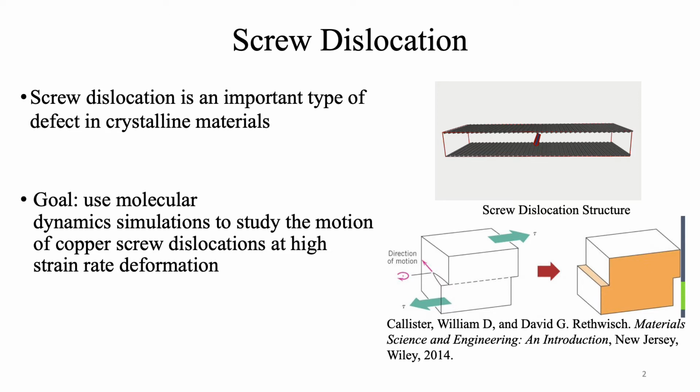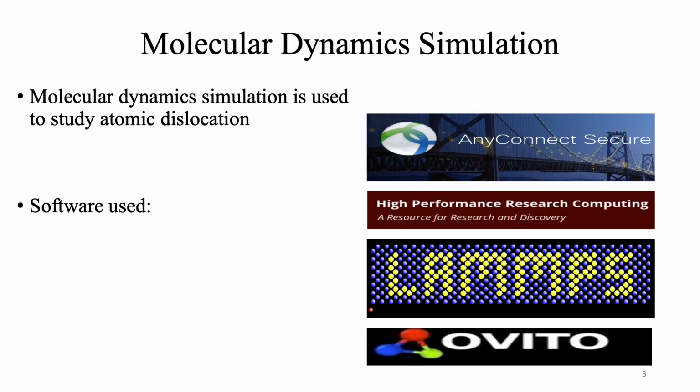So the goal of this research is to use molecular dynamics simulations to study the motion of copper screw dislocations at high strain rate deformation. Molecular dynamics simulation is used to study atomic dislocation.